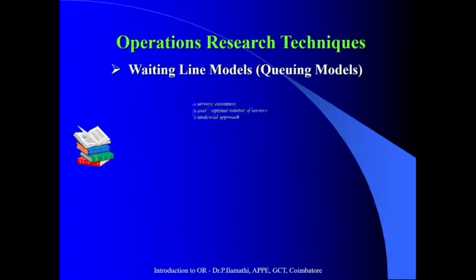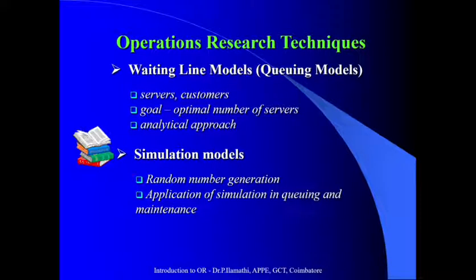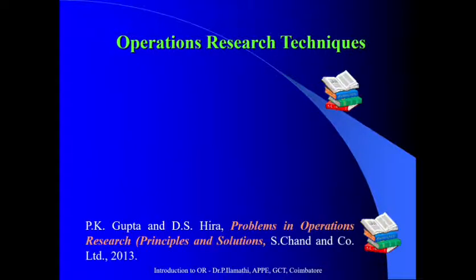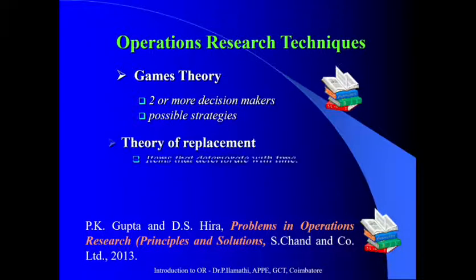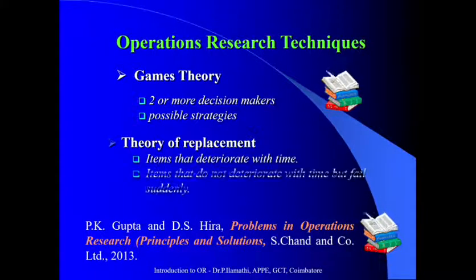In the fourth unit, we are going to discuss waiting line models, that is queuing models, and simulation models. By using random number generation, we are going to apply the simulation models in queuing problems and maintenance problems. And in the 5th unit, we are going to discuss some decision making problems like game theory and replacement theory for different models.